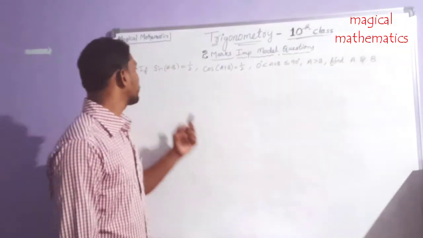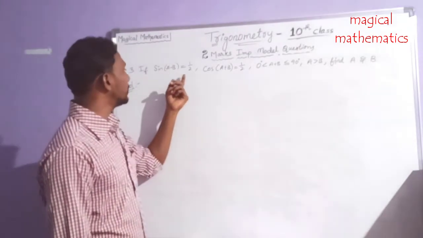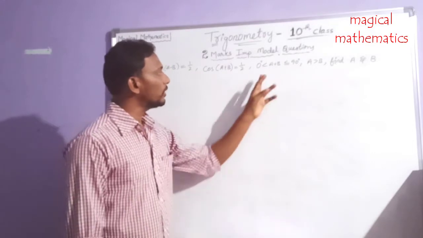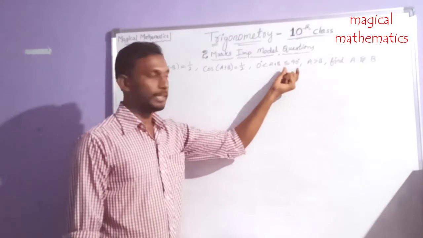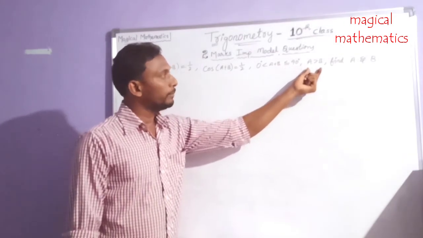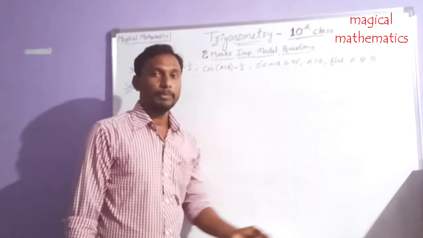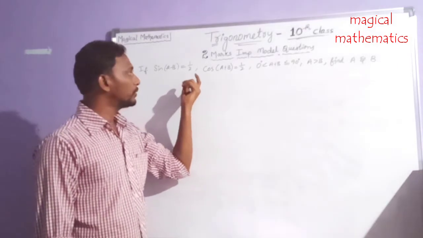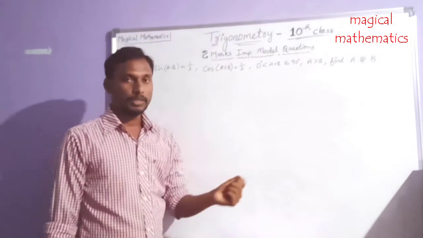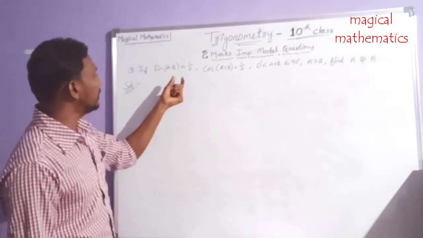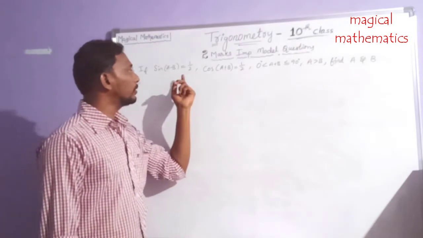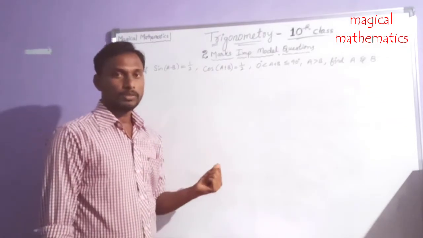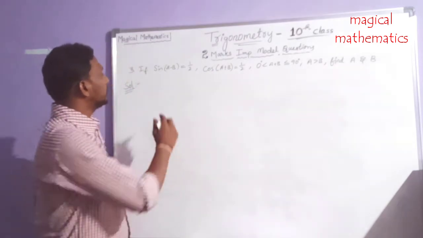Let's see the next question. If sin of A minus B is equal to 1 by 2 and cos of A plus B is equal to 1 by 2, and the condition is given 0 less than A plus B less than or equal to 90 and A greater than B, then find A and B values. So sin of A minus B value is given 1 by 2 and cos of A plus B value also given 1 by 2. By observing these RHS values, for specific angles of sin and cos we have the 1 by 2 values, so we can convert it like that.